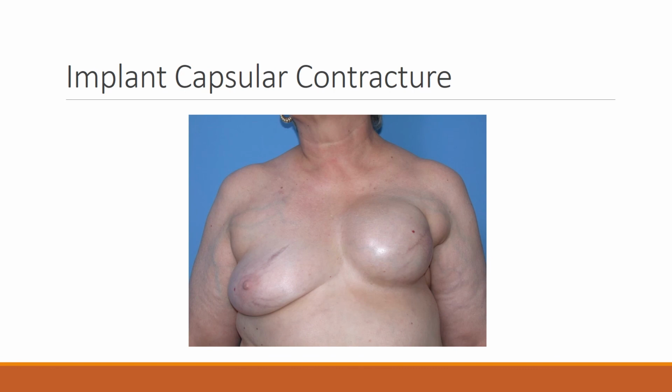And finally, this is an example of something called implant contracture. What happens here is that the scar tissue that forms around the implant becomes hard and heavy. This can deform the breast reconstruction and eventually may even cause pain. This is also a very difficult problem to overcome, but will require moving the implant, removing the scar tissue, and replacing it.